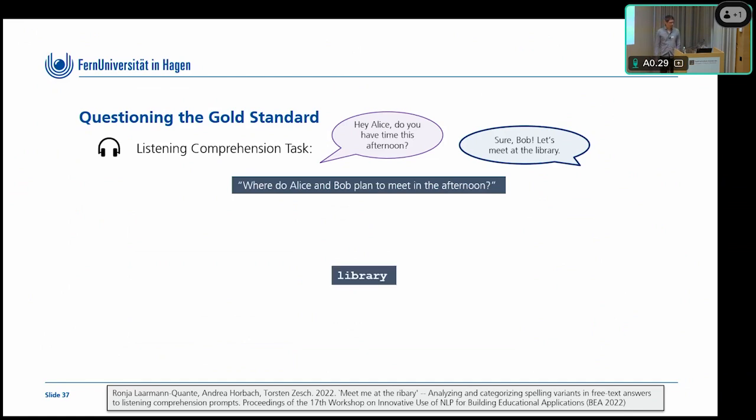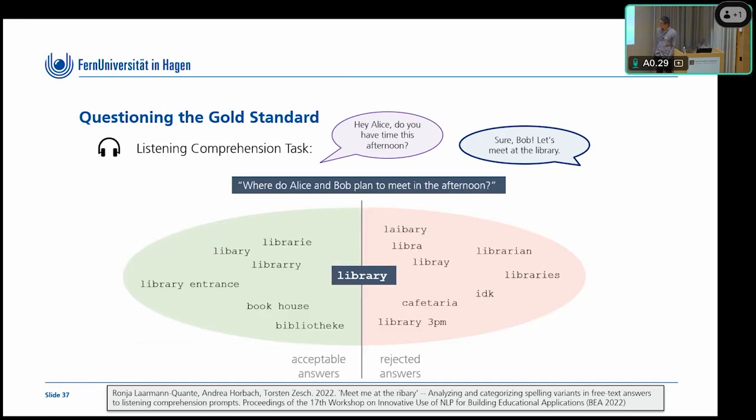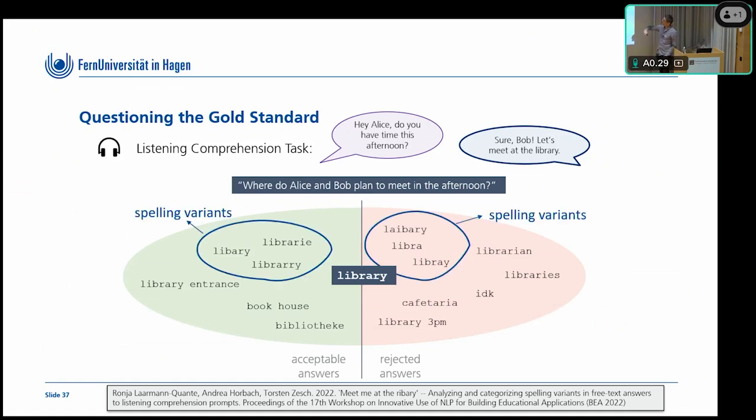Because they only hear it, at the library would be the expected answer, and because they only hear the dialogue, they will write down all kinds of phonetic variants of library, and quite a lot of really misunderstanding, like in the cafeteria or some other entities that were mentioned in the dialogue. But we were very interested in these spelling variants because our grading experts who really looked into that had very strong opinions about which of the obvious spelling variants of library are acceptable and which are not acceptable. And we had a still ongoing discussion with them about what criteria they actually use to make this distinction. And it's surprisingly hard.